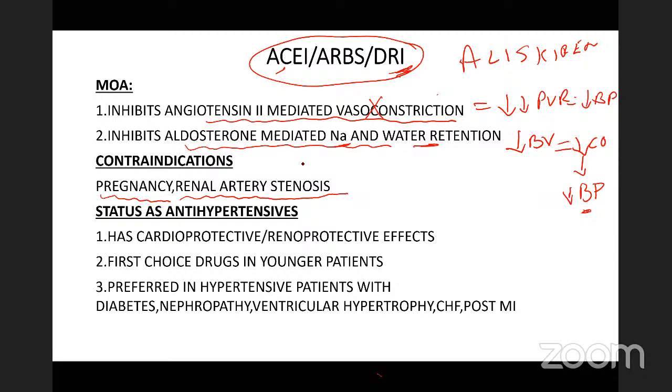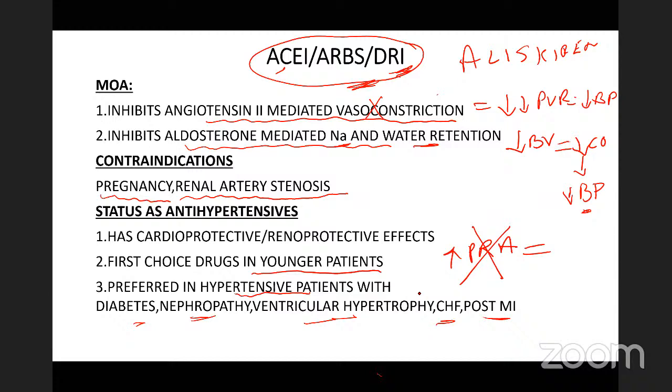That is the antihypertensive of choice in patients with cardiovascular disease and renal disease. Okay, this is also the first choice of drug in the younger patient. I told you younger patients have increased plasma renin activity, which is inhibited by the ACE inhibitors acting on the renin-angiotensin pathway. So prefer it as the antihypertensive in patients with diabetes, nephropathy, left ventricular hypertrophy, congestive heart failure, and post-myocardial infarction because of the beneficial cardiovascular, cardioprotective and renoprotective action of these drugs.